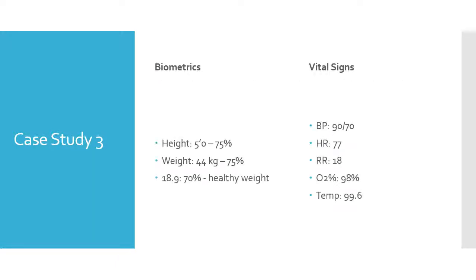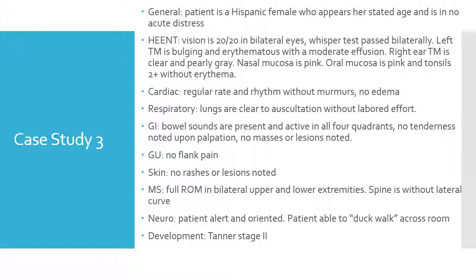So she is in the healthy weight category. She's at the 70th percentile for her BMI. Her vital signs look good, except her temperature is slightly elevated. Female who appears her stated age and has no acute distress. Vision's 20/20. She passed her whisper test.